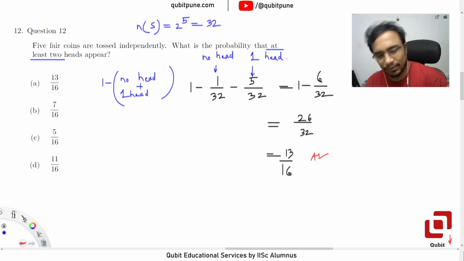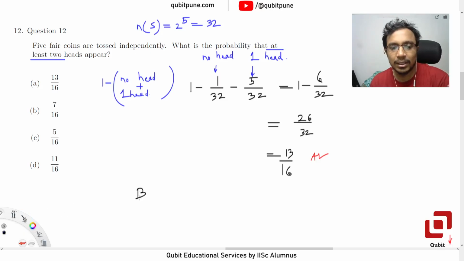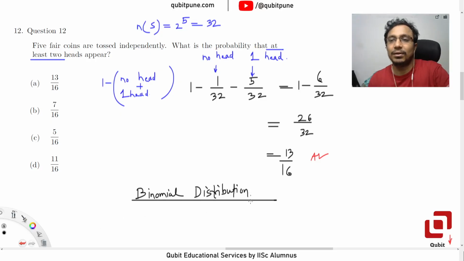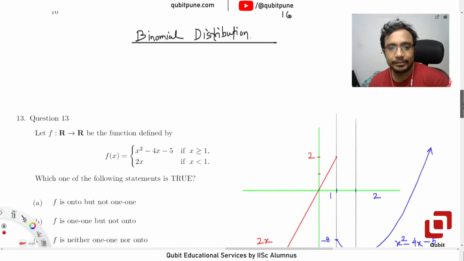Okay, now for those of you who know a bit of random variables, this is a standard distribution called binomial distribution. So you can also do it that way, but even if you did not know it, you could have easily tackled this problem. All right, 3 more.